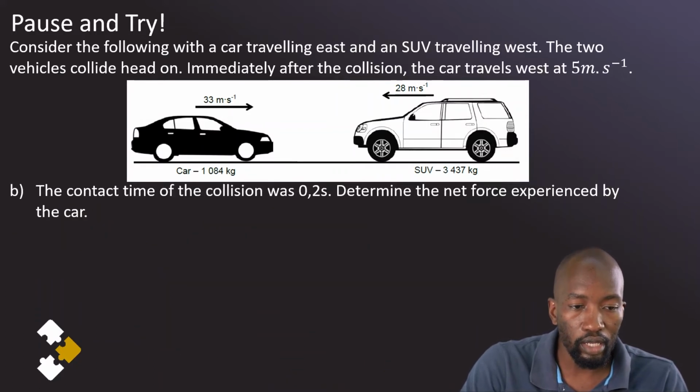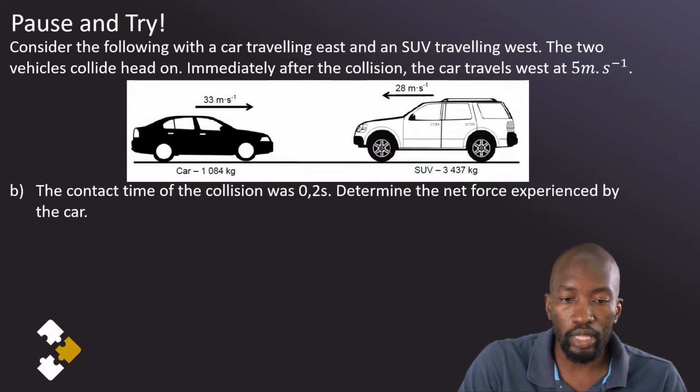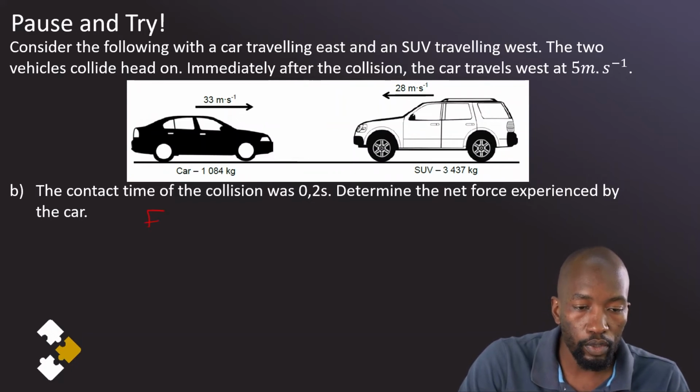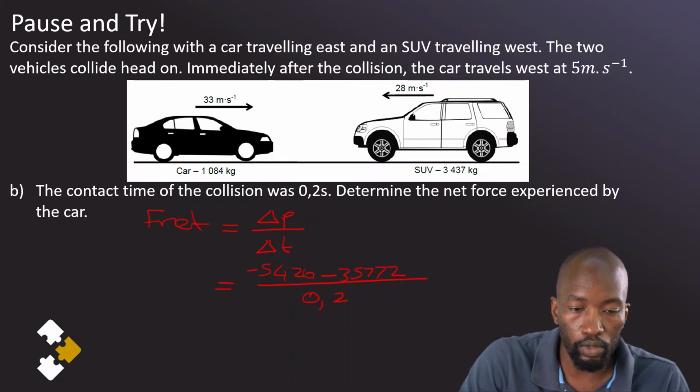Now they're saying the contact time of the collision was 0.2 seconds. Determine the net force experienced by the car. Right. Remember, F net is equal to the change in momentum over the change in time. The change in momentum is the final momentum, 5420, minus the initial momentum, 35772. This will be over the change in time, which is 0.2 seconds.